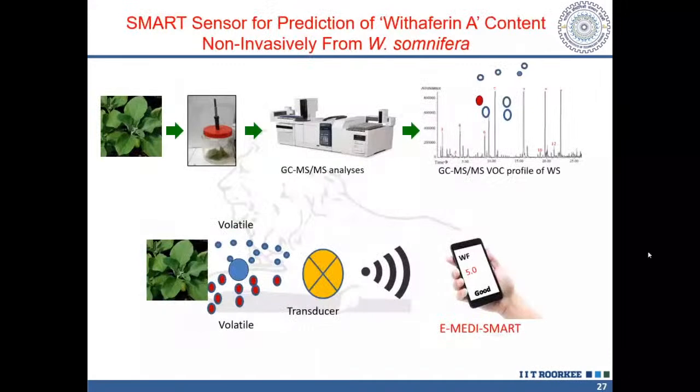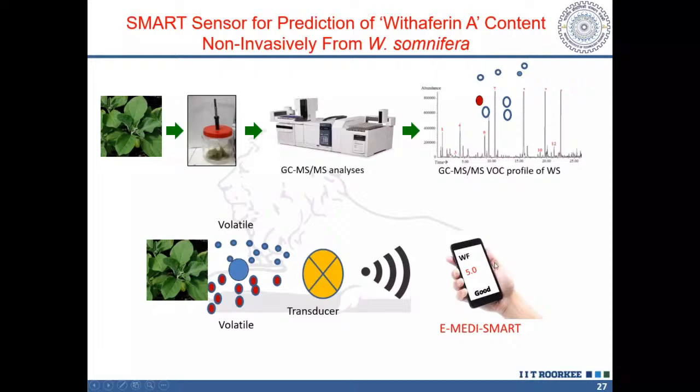So we started with the Withania somnifera plant. We made different variations, different for age, different geographical location. And we first analyzed the volatile profile using SPME-GCMS technology. Once we identified these volatiles, we developed a transducer. The volatile reacts with the transducer and it then transmits the signal, which is processed by an Android phone.